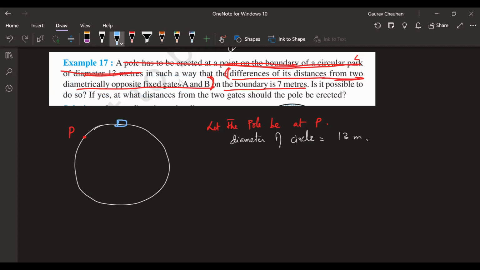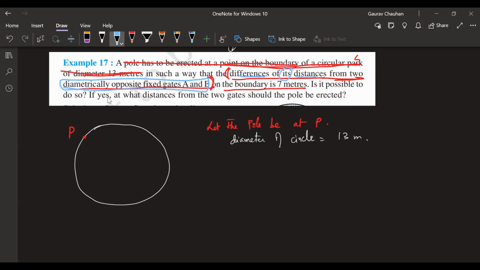Means if this is A, exactly opposite, it is B. And this is forming the diameter of 13 meters. It does not matter that it is 13 meters, but basically this is forming a diameter. It's passing through the center of the park. There are two gates A and B which are diametrically opposite. That's one piece of information within this piece of information.